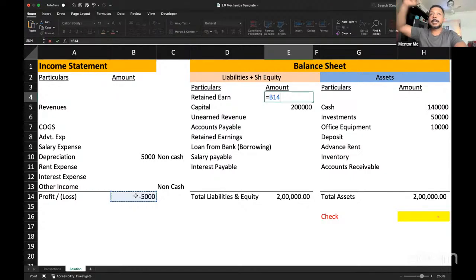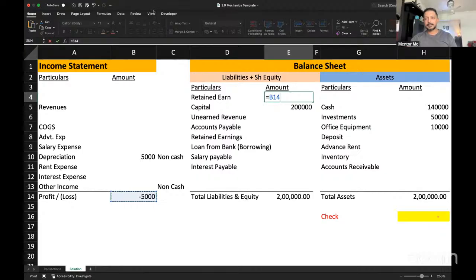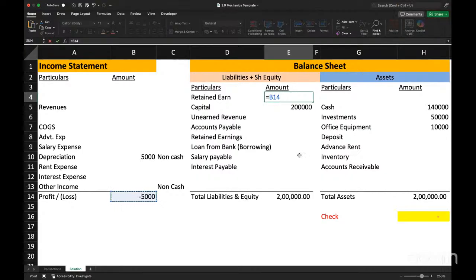So next year, what will happen? Last year's retained earnings, whatever it was, plus this year's profit. That's how it keeps on getting accumulated. So this is how you're creating a link between the income statement and balance sheet. Profit or loss has to be reflected, both positive or negative, whatever the situation is.